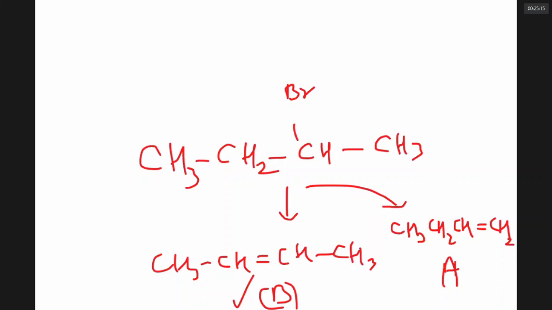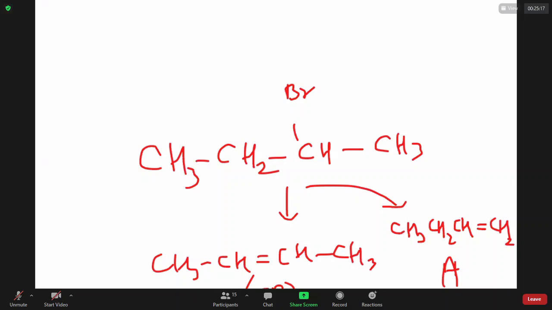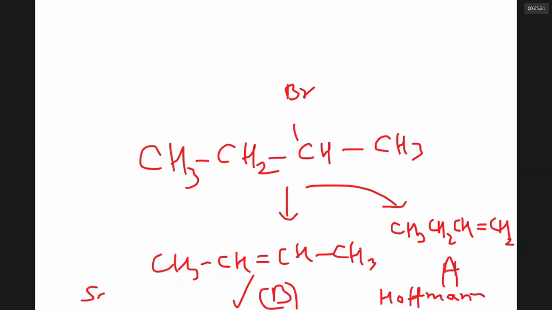There are three ways. The anti product is called the Hofmann product, and the other is called the Saytzeff product. The Saytzeff product is generally formed by elimination from the beta carbon that has fewer hydrogens. The Hofmann product is one where you want to remove hydrogen from the carbon which has more hydrogens.